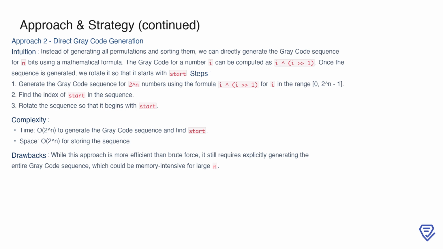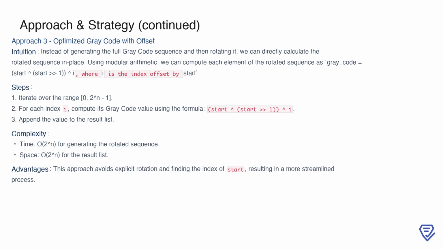However, despite being faster and more efficient than the brute force method, this approach still requires generating the entire sequence explicitly, which can be memory intensive for large n. To further optimize the solution, we can take advantage of the properties of gray code and modular arithmetic to compute the rotated sequence directly. Instead of generating the full gray code sequence and rotating it afterward, we calculate each value in the rotated sequence on the fly.